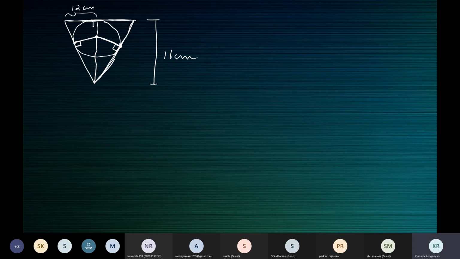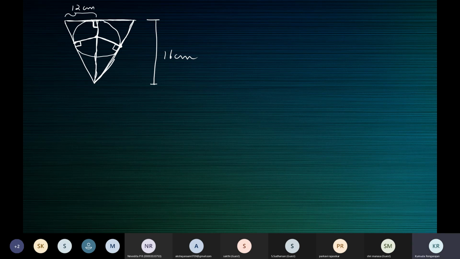And this one is perpendicular already because it's the height of the cone. The perpendicular height of the cone. This is 90 degrees, the perpendicular height of the cone.